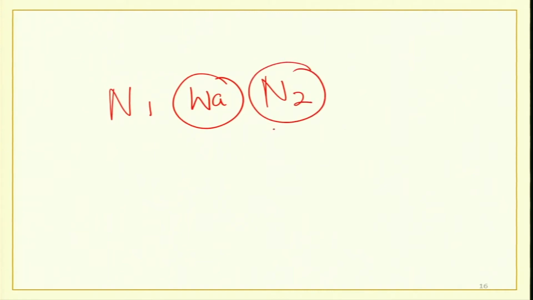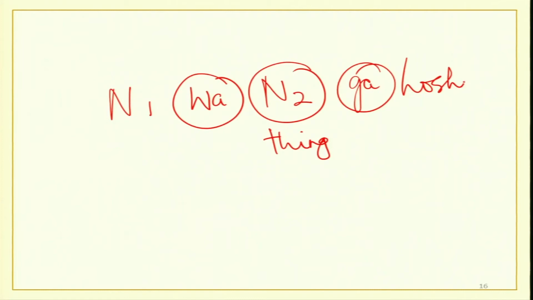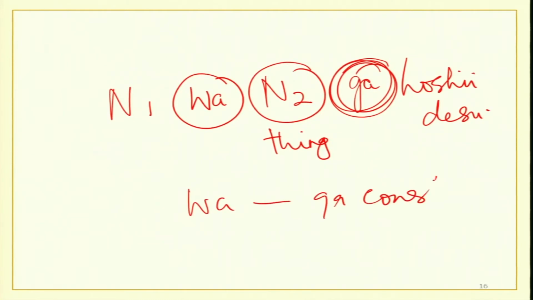So, it is always watashi, I, and the important thing is particle ga. I will write it again. Noun 1 wa, please remember, noun 2 anything, ga hoshii. So, the important thing is particle ga over here, it is a wa-ga construction.